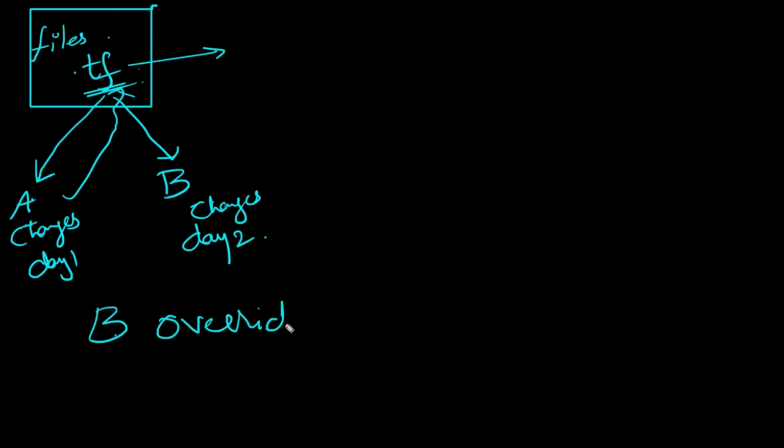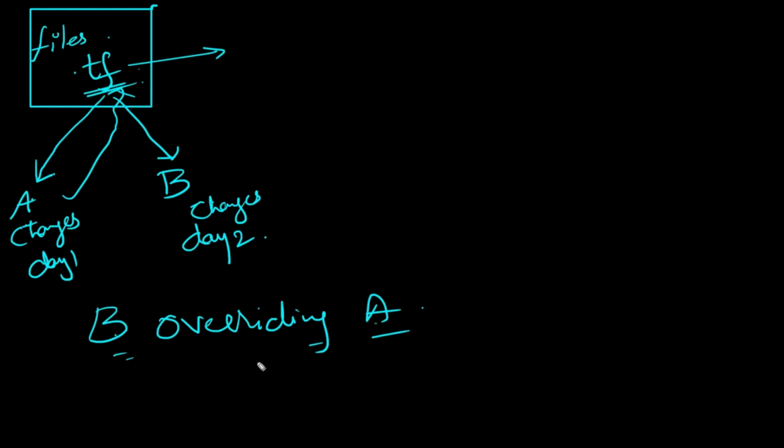B is overriding the changes of A, isn't it? B's changes were overriding the changes of A. Here we are not using any version control system. So B's changes are overriding person A's changes. Correct?